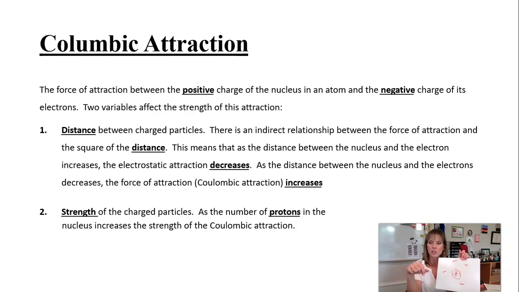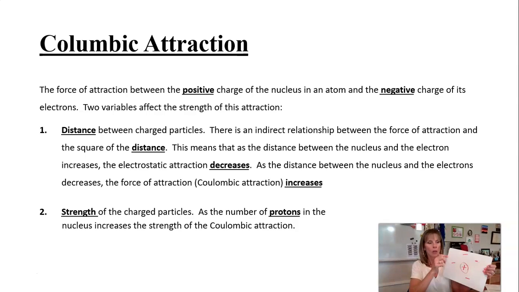There's an inverse relationship between the force of attraction and the square of the distance. What this basically means is that as the distance from the nucleus to the electrons increases, the Coulombic attraction decreases. Why? Because it's not close anymore. It's like a magnet. When you were kids playing with magnets, if you push them together a certain way, they'll snap together. If you pull them just a little bit apart, they'll still be attracted. You can still feel that pull. But what happens when you pull them way apart? You can't feel the pull anymore.